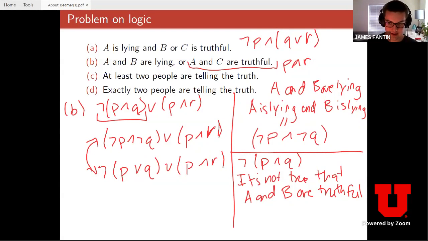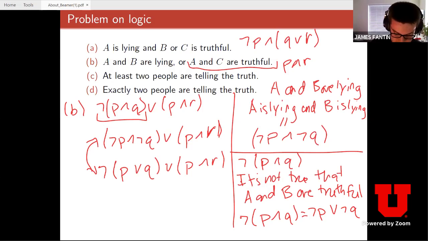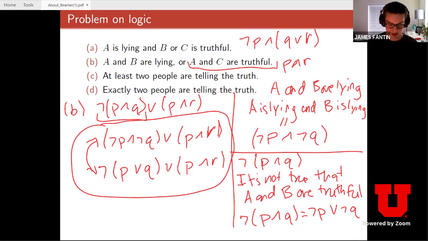The other way to see this is that we can use De Morgan's law and note that we can distribute the not if we flip the and to an or, and that's not P or not Q, meaning that either A is lying or B is lying. So the first one we had is not quite correct. Pretty close, but not quite. But these two are the correct statements. And you can get from one to the other just by using De Morgan's law on the first one. You could distribute the not over P or Q to get not P and not Q.